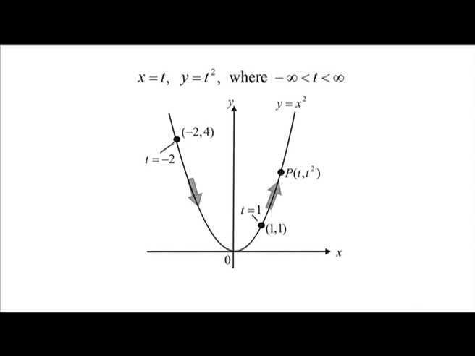Suppose a particle moves through the parabola. As t increases from negative infinity to plus infinity, the particle comes down the left hand side, passes through the origin and moves up the right hand side. So, the particle moves along the entire portion of the parabola y is equal to x square.